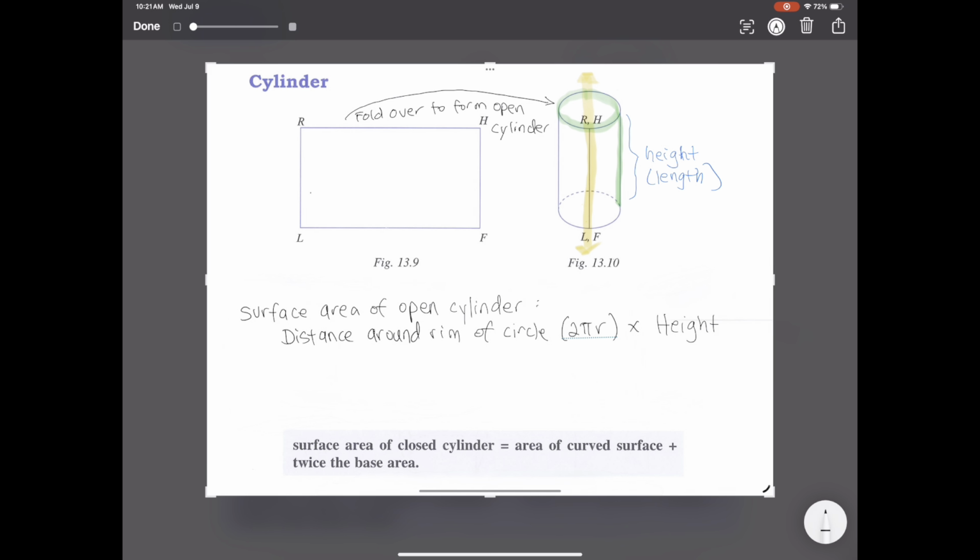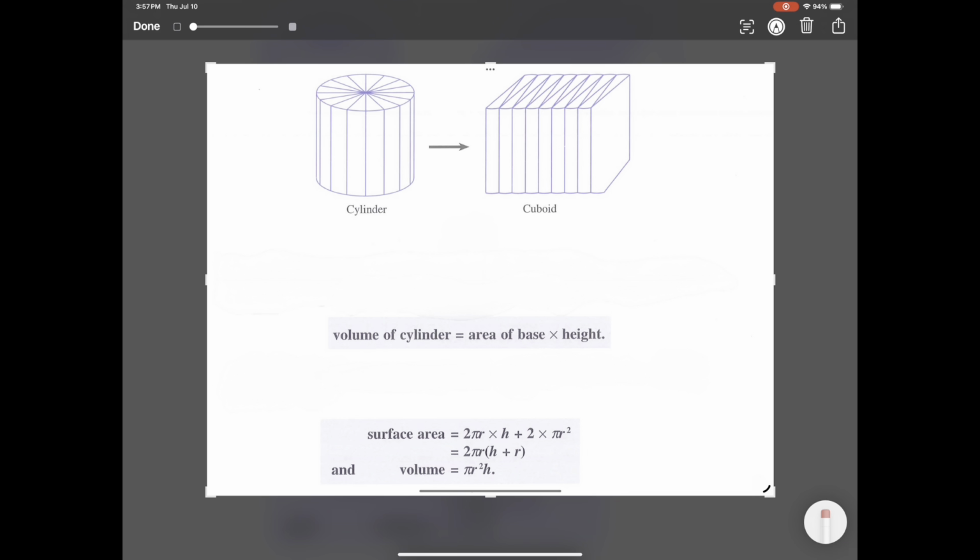If the two ends of the cylinder are covered, it is called a closed cylinder. So we have the surface area of the closed cylinder equals the area of the curved surface plus twice the base area, because there is a top face and a bottom face to this cylinder. A cylinder can be divided into many parts and rearranged to form a cuboid as shown. It is reasonable to assume that the volume of the cylinder equals area of base times height.